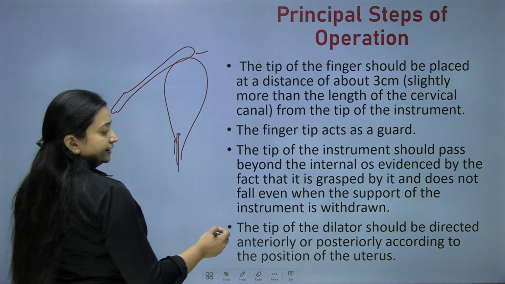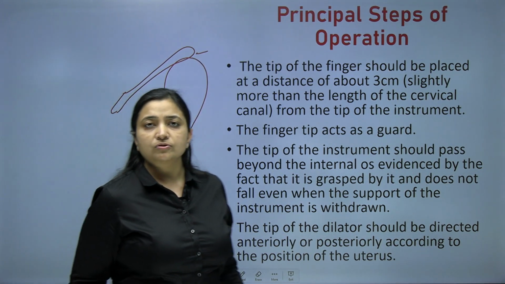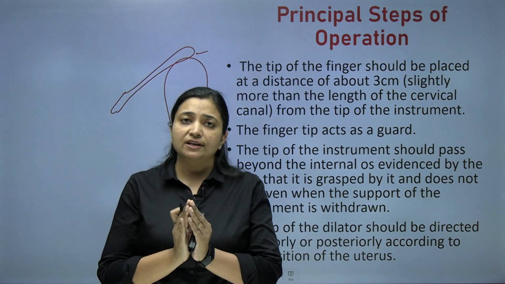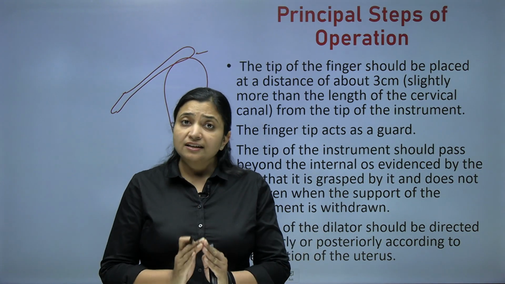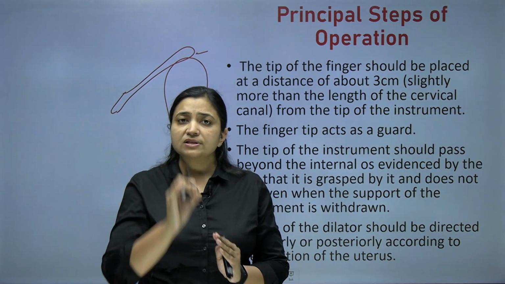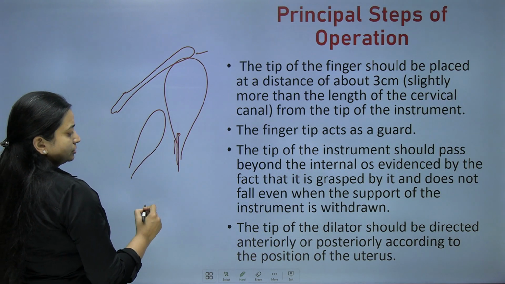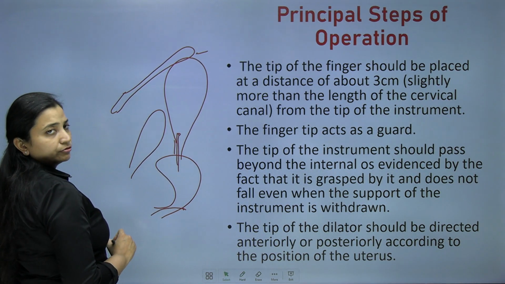The tip of the dilator should be directed anteriorly or posteriorly according to the position of the uterus. This is very important. That's why we have done that bimanual examination. We don't want to perforate our uterus. And still, even after doing all that, the anterior uterine wall is the most common site of perforation, because if you are not according to the flexion of the uterus, for example, your uterus is antiflexed and you go like this, you will perforate, right?